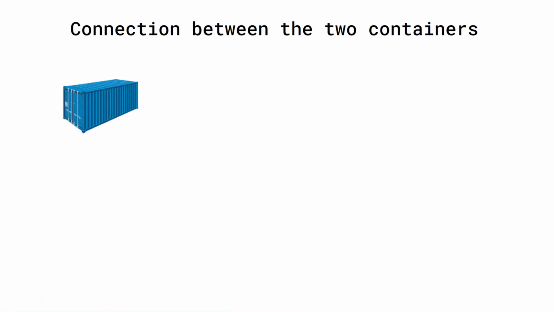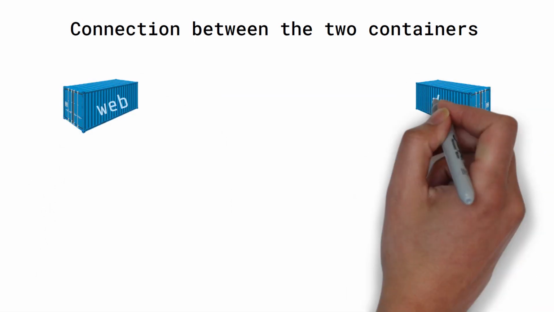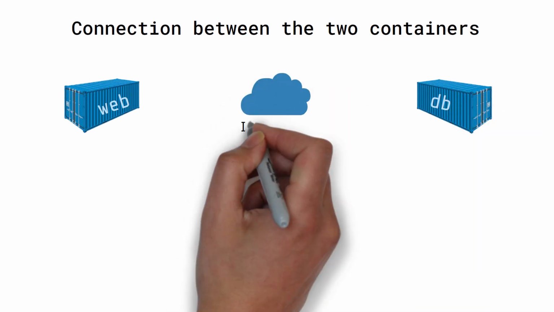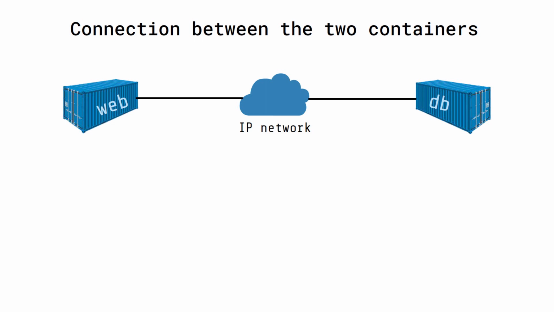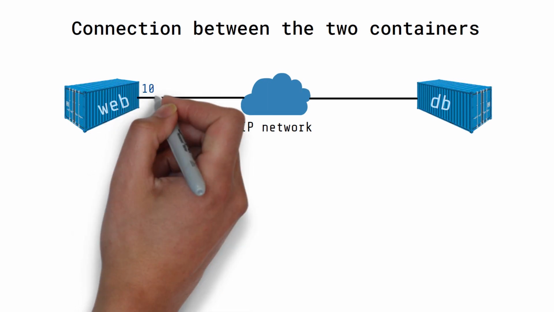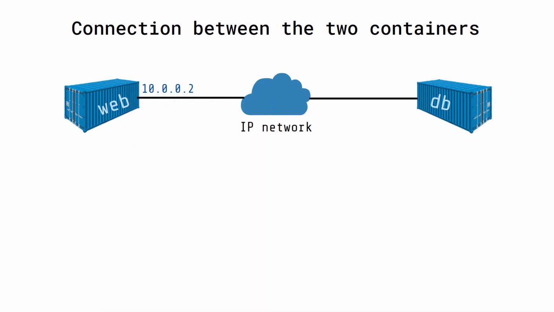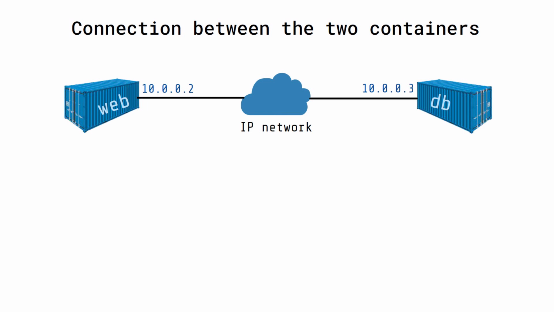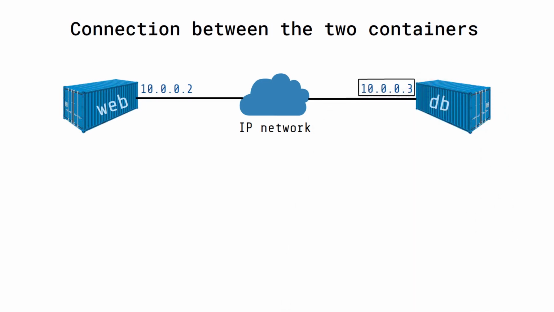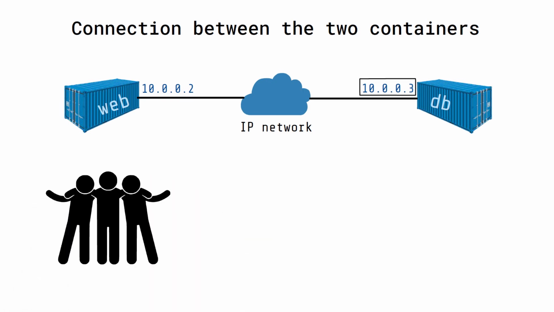If both containers were connected to an IP network, they would each have a unique IP address on that network. Let's say web has an IP of 10.0.0.2 and DB has an IP of 10.0.0.3. Web could then connect to DB using the IP 10.0.0.3, and we would live happily ever after.